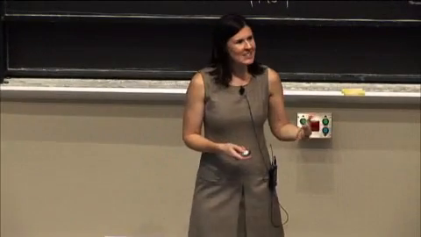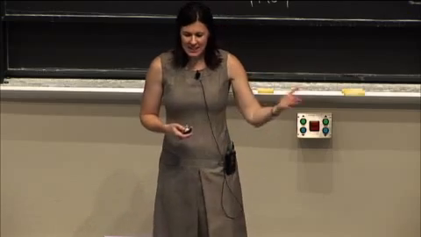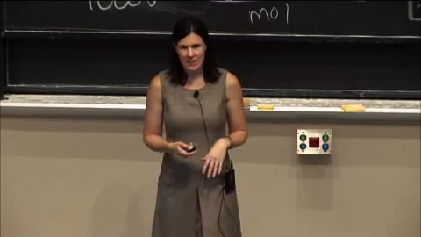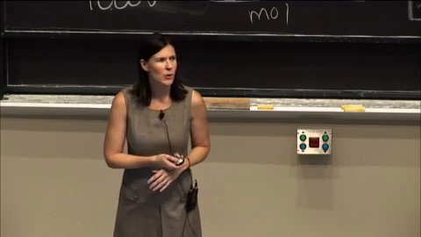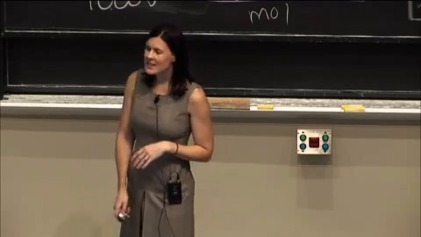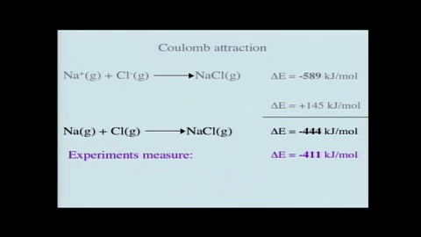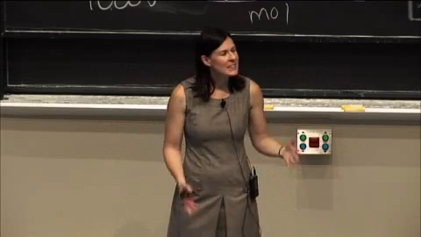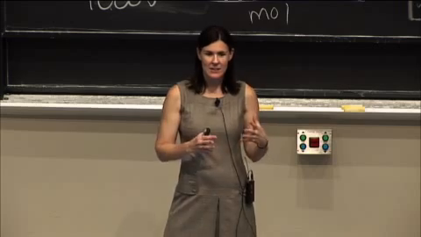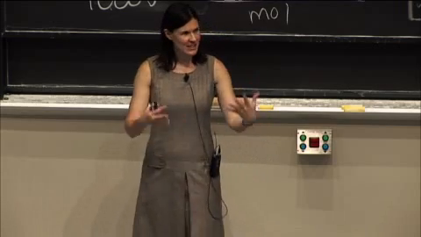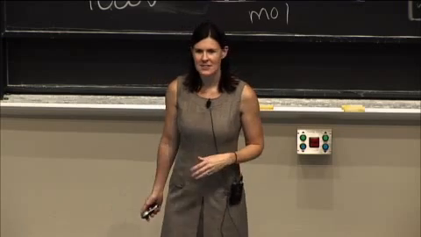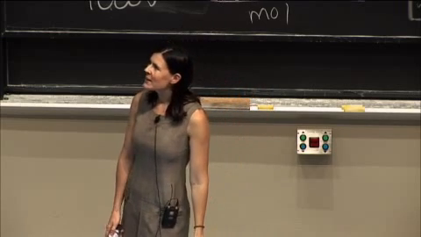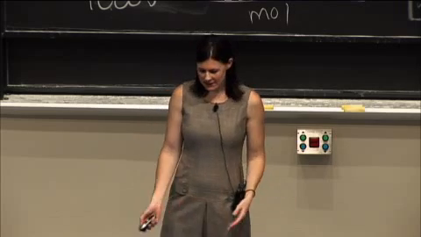So experimentally, then, what we find is that the change in energy for this reaction is negative 444 kilojoules per mole. If we look experimentally, what we see, it's actually a little bit different. It's negative 411 kilojoules per mole. So in terms of this class, this is the method that we're going to use, and we're going to say this gets us close enough such that we can make comparisons and have meaningful conversations about different types of ionic bonds and the attractions between them. But let's think about where this discrepancy comes from.